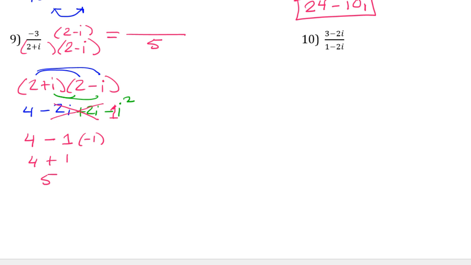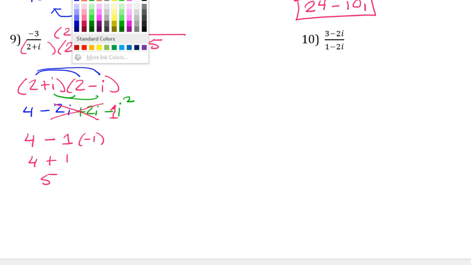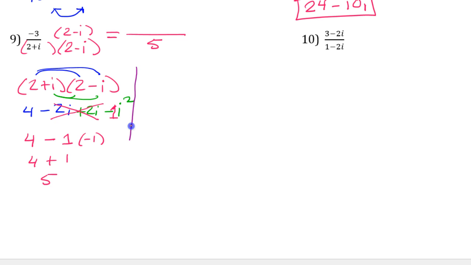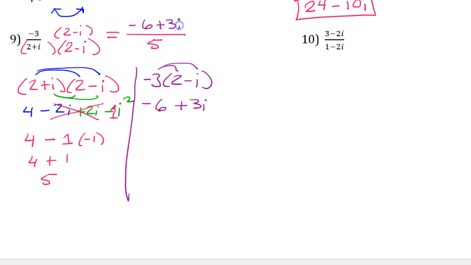Okay, now let's deal with the numerator, which I'll change colors for. So my numerator was negative 3 times 2 minus i. This is just a simple distributive property. So negative 3 times 2, that's negative 6. Negative 3 times negative i is positive 3i. So I've got this negative 6 plus 3i.